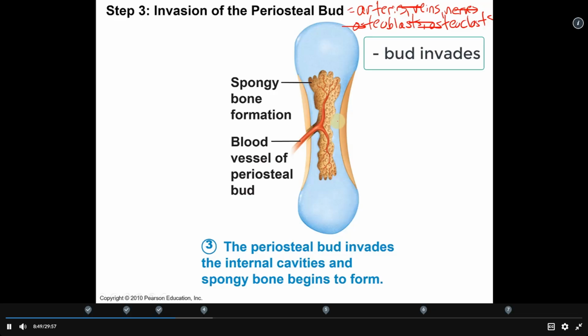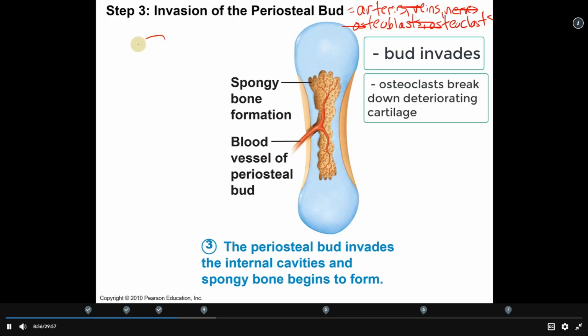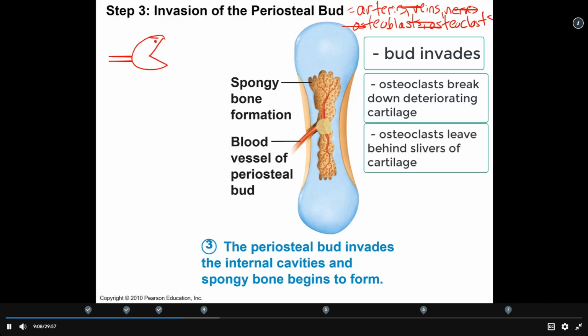osteoblasts. So the osteoclasts are going to come in and chomp on this dead matrix. I always think of osteoclasts as kind of looking like a Pac-Man. So they come in and they break down the dead cartilage matrix, but they leave behind slivers of cartilage. Then osteoblasts, which come in with the bud too, they come and lay down matrix on these slivers. And what you end up with is spongy bone.